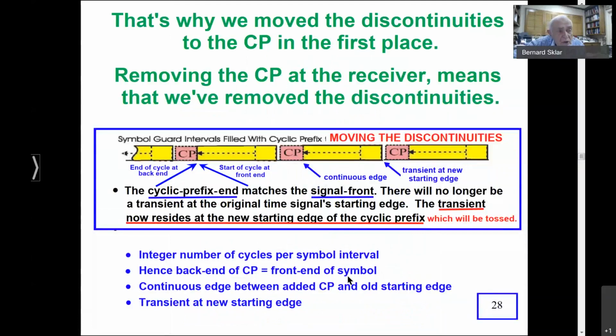That's why we moved the discontinuities to the cyclic prefix in the first place. You remember last week, we focused on this slide a lot, and we said, see, we moved the discontinuities that used to be out front here. It's now in front of this. So removing the cyclic prefix at the receiver means that we've removed the discontinuities.